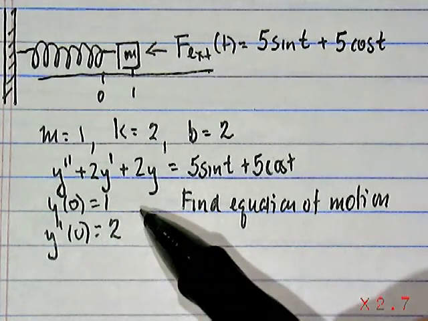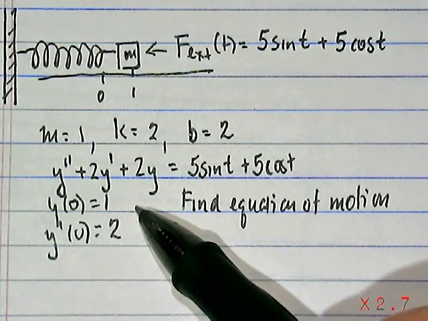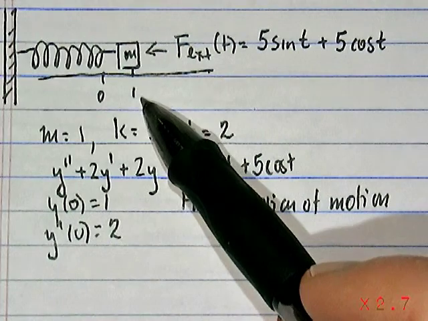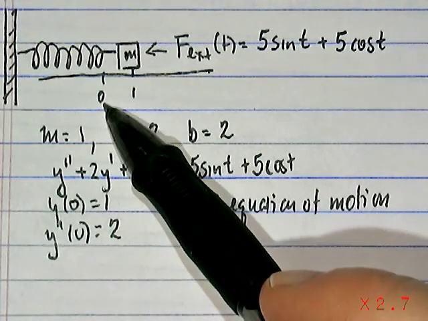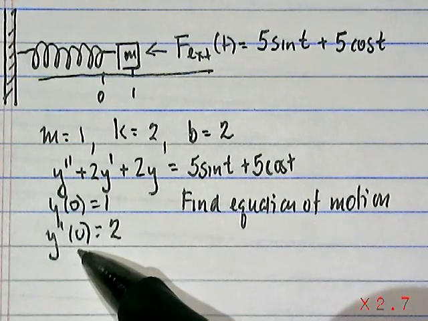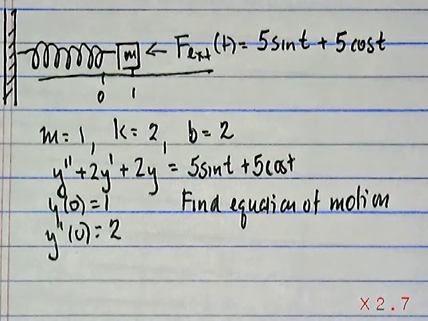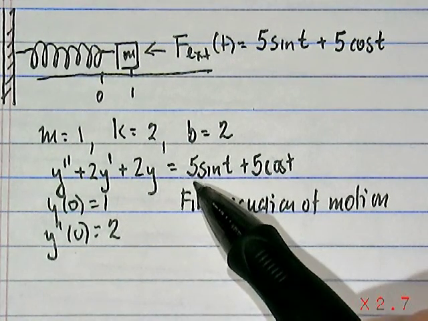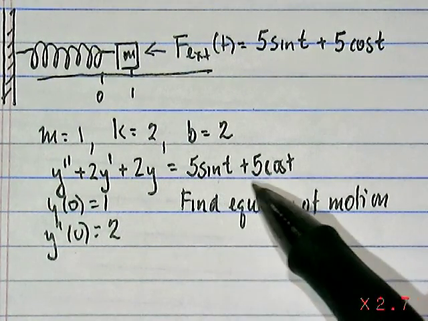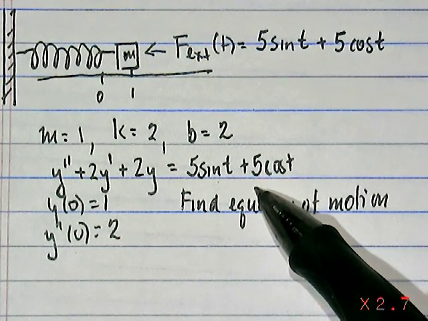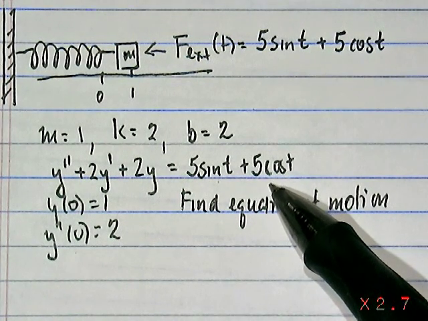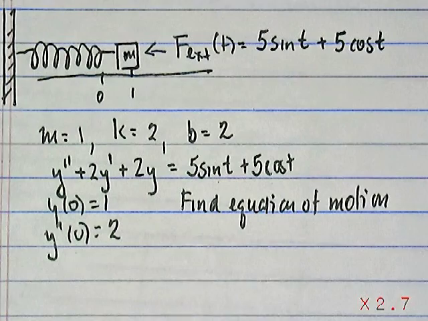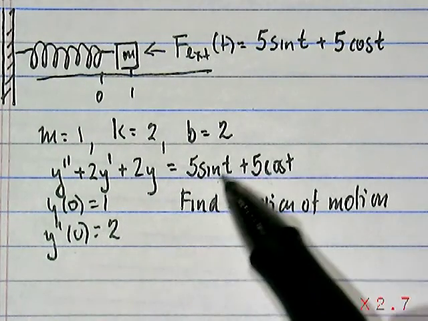We have these initial conditions, that the initial position of the mass, as you can see illustrated in the diagram, is at position 1, equilibrium would have been at 0, and that the initial velocity is 2. Our goal is to find the equation of motion, and what we want to do is apply superposition, because we'd like to solve the equation as if the right-hand side was 5 sine of t, then turn around and solve it as if the right-hand side was 5 cosine of t, and then be able to combine those two solutions to get the particular solution for this.